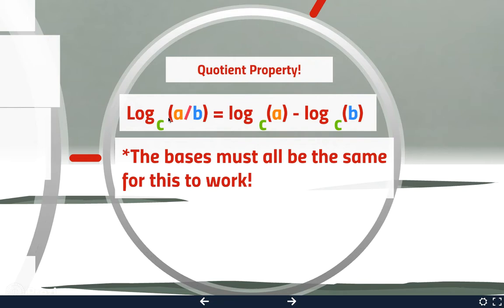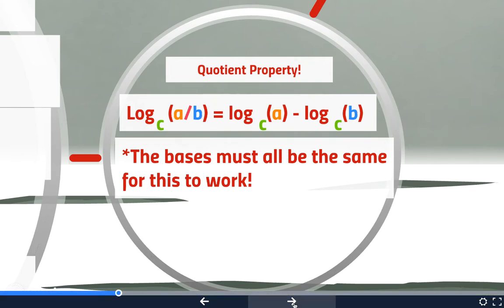And if you also notice, the numerator of the fraction, the number on top, goes in the first log, and the denominator, the bottom part of the fraction, goes in the second log. And these are separated by subtraction now. So product property is addition, quotient property is subtraction, so be careful. Also, the reverse is true. If you see two singular logarithms that are subtracting from one another, you can combine them into one log through division, where the first number is always the numerator and the second logarithm number is always the denominator.